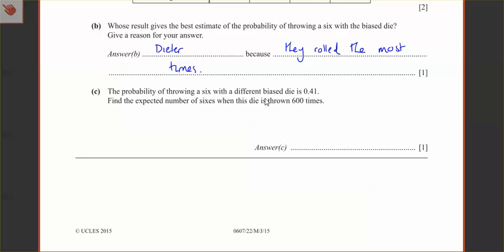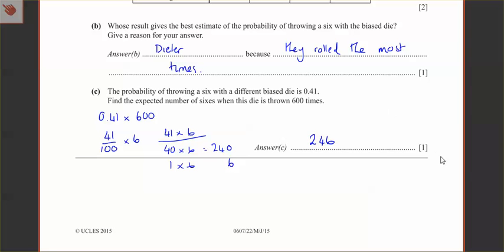The probability of throwing a 6 with a different biased die is 0.41. Find the expected number of sixes when this die is thrown. So we could do 0.41 times 600, which if you can do it in your head, that's fine. I would also say it's 41 out of 100. So if it's 600 times, we multiply that by 6, so 41 times 6. So 40 times 6 and 1 times 6 will give you the answer, so that's 240 plus the 6, so we would expect 246 times.